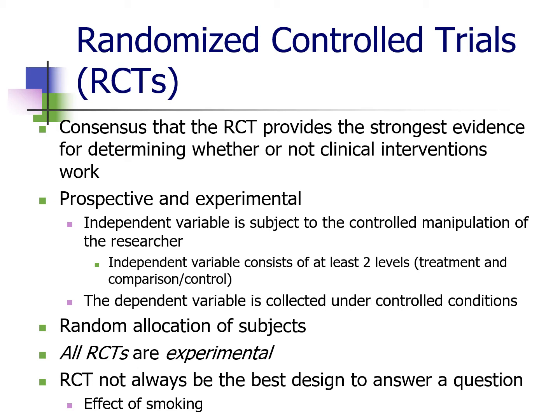And while RCTs do provide strong evidence, they're not always the best designed to answer some clinical questions. So for example, if you think about how would we determine the effects of smoking, there's some ethical concerns there, right? We would never randomly allocate subjects to a smoking group. We would never do that. So cohort studies or case control studies may be more effective in answering some of those type of questions, especially if there's an ethical concern associated with this design.